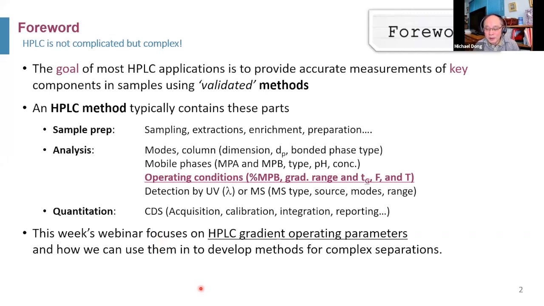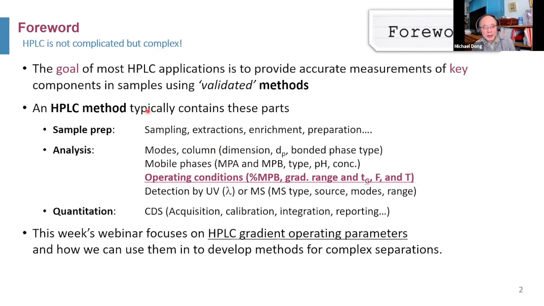Okay, I'd like to do something called the foreword. I've been telling people that HPLC is not complicated, but it's very complex, right? Now, it's kind of a little confusing, right? People thought complicated means complex. What I mean is that complicated is something that you really need to know a high amount of mathematics. In HPLC, you don't really need to know differential equations or engineering processes to understand the process. But it's complex because in order to do HPLC properly, there's a lot of things to worry about. There's a lot of different parts, right?